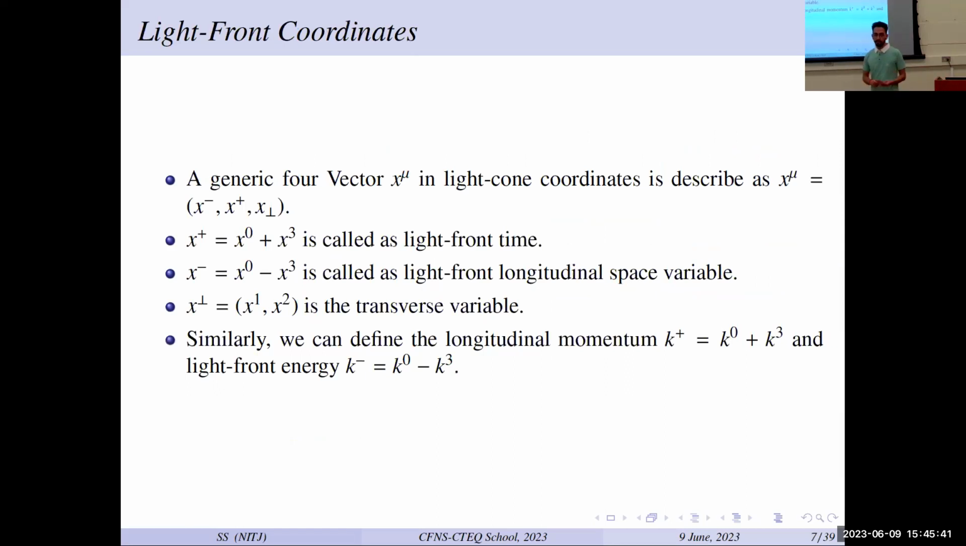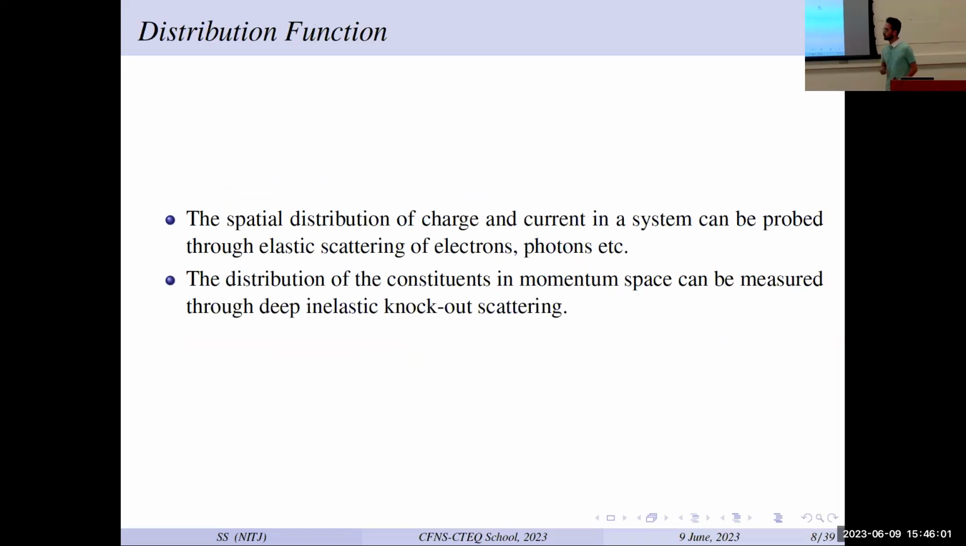So we have 4 coordinates, and when we combine time coordinate with the longitudinal space coordinate, we get light front time and light front longitudinal space variable. And the remaining 2 variables, when we combine, we get the transverse variable. Similarly, we can define longitudinal momentum and the light front energy. So before coming to distribution functions, how we came to know about the distribution? We came to know about the spatial distribution through elastic scattering of charges and current. We came to know about the momentum distribution by using deep inelastic knockout scattering.